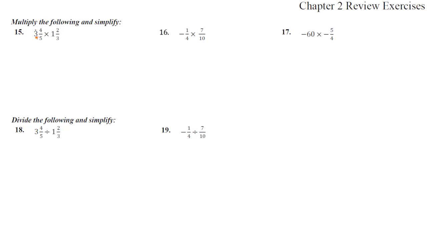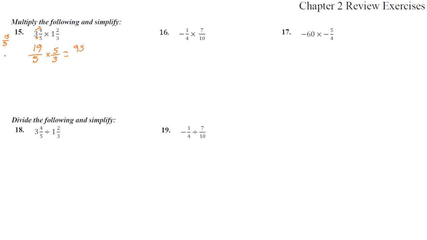5 times 3 is 15, plus 4 is 19 fifths. And again, in slow motion, 3 is the same as 15 fifths. That's where we get that multiplication from. Times 3 times 1 is 3, plus 2 is 5 thirds. So when we multiply those straight across, we get 19 times 5 is 95.